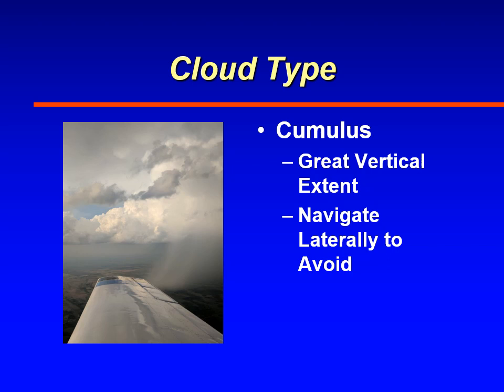And as a result, it's usually best not to try to outclimb the ice, but to navigate laterally around the cumulus clouds. Typically, cumulus clouds are only about maybe 3-4 miles across, and that's not too far to go out of your way to avoid icing.